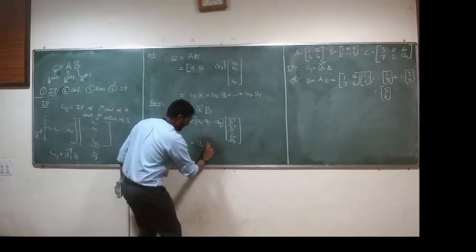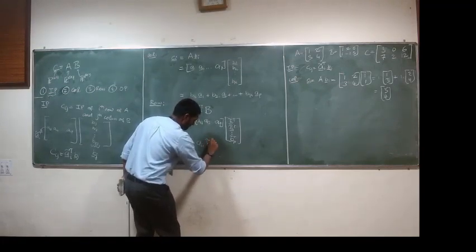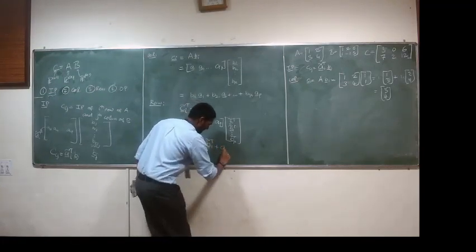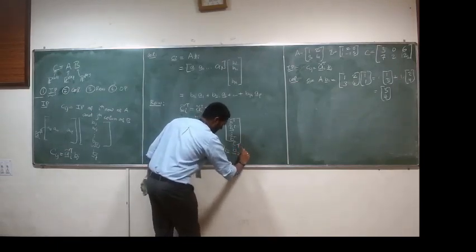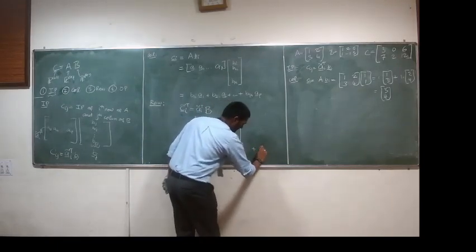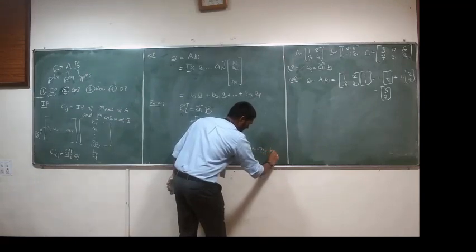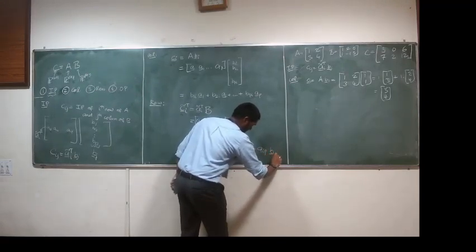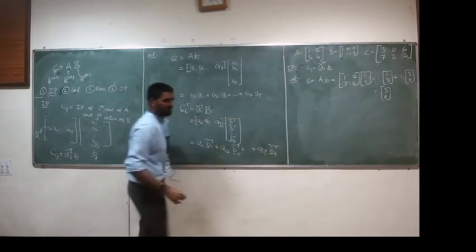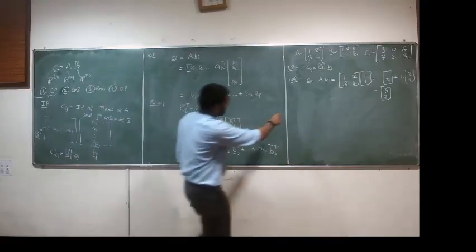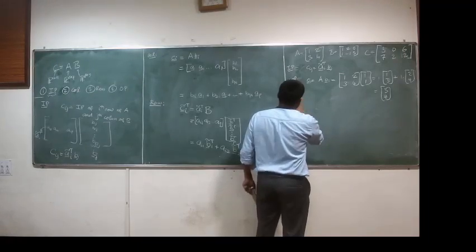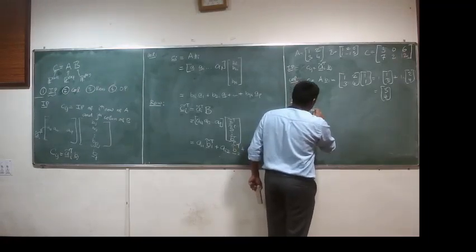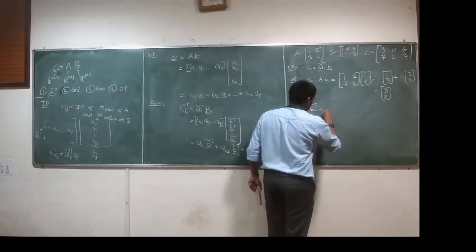That means this will simply be AI1 multiplied by B1 plus AI2 B2 and then AI3 B3. Let's verify that. Here. Tell me what is this second row of C?